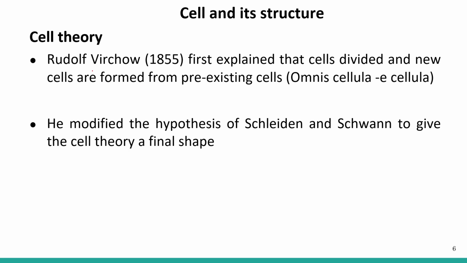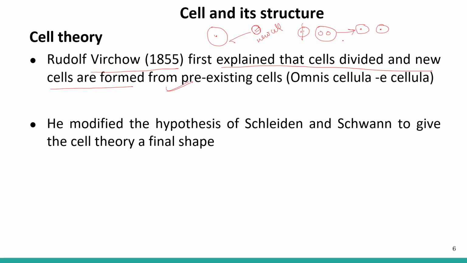Now, Rudolf Virchow in 1855 first explained that the cell divides and new cells are formed from the pre-existing cell. So Virchow said that new cells will form from the pre-existing cell only. So there is cell division. When the cell divides, first the nucleus divides into two, and later the cytoplasm also divides and forms two individual cells, right?